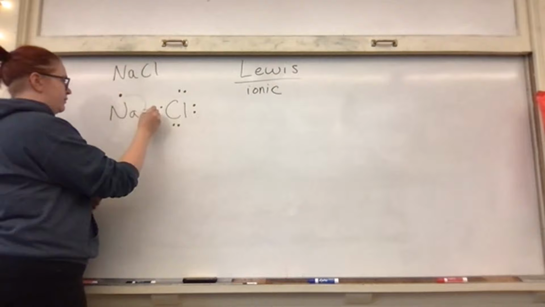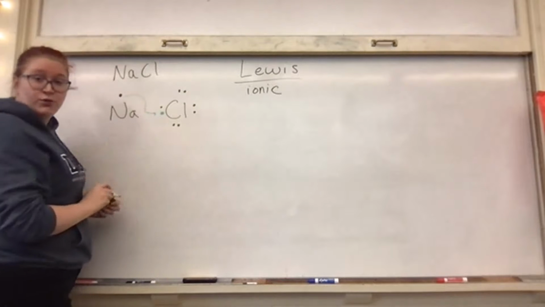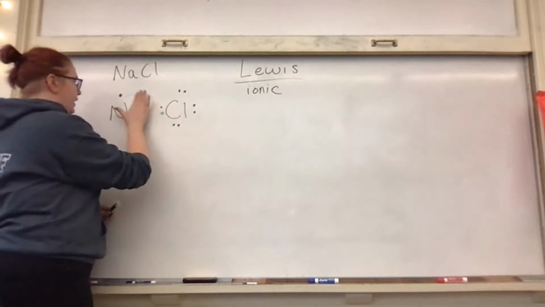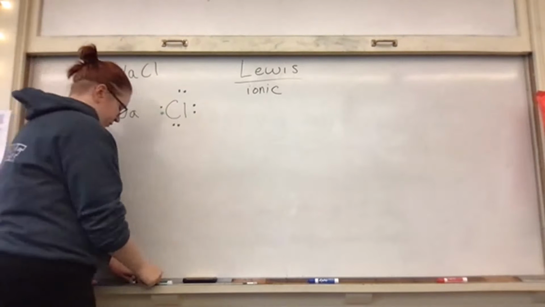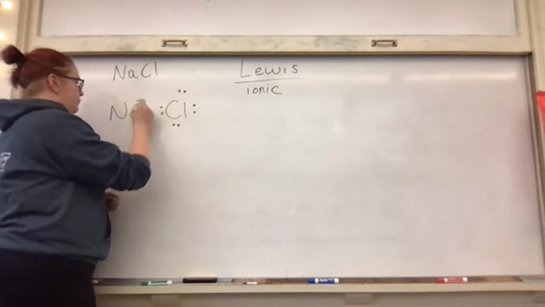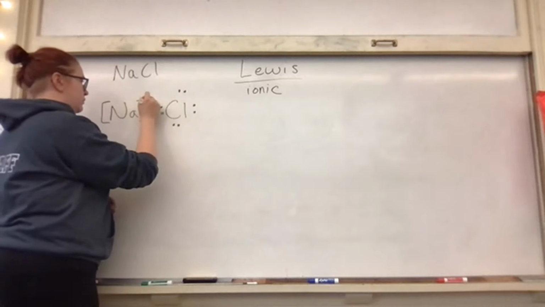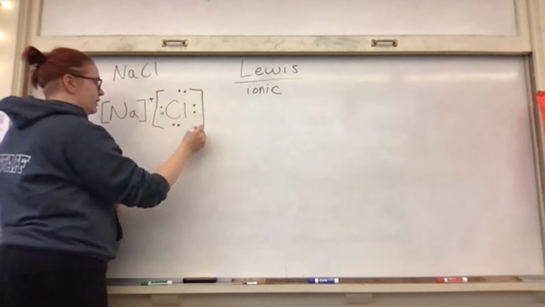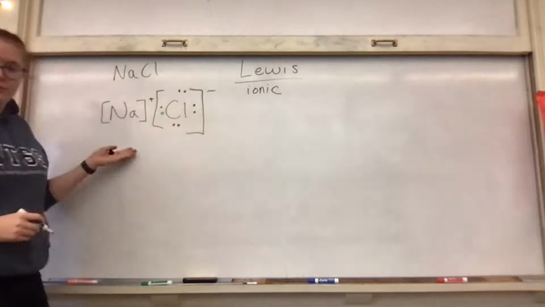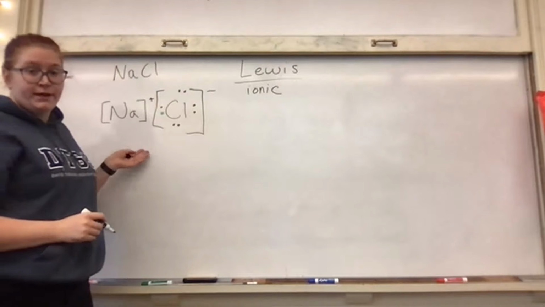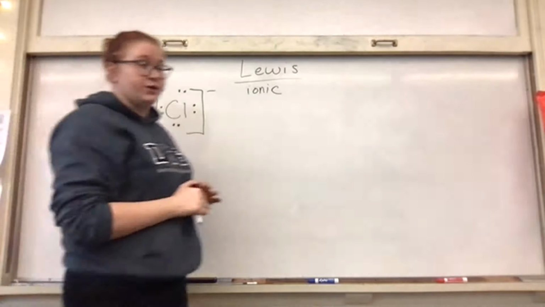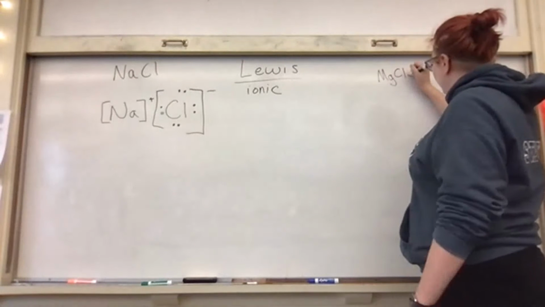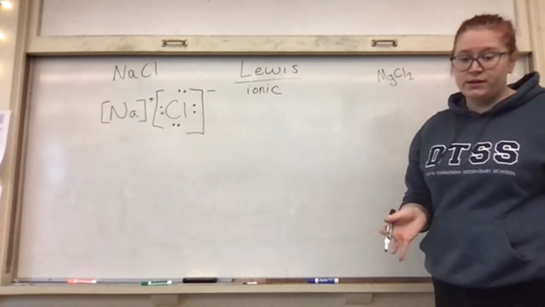This electron moves over here to the chlorine. And now we have a positive sodium ion and a negative chlorine ion. Ta-da! That's it. That's faster, right? And I think easier. Let's try, before we did magnesium chloride, which has 2 chlorines.